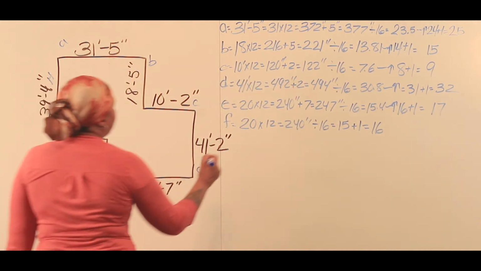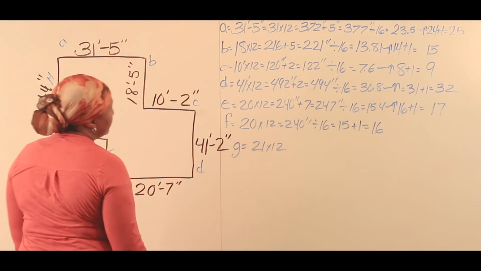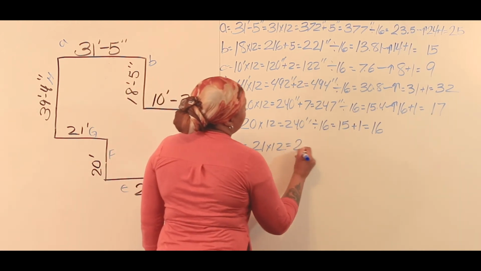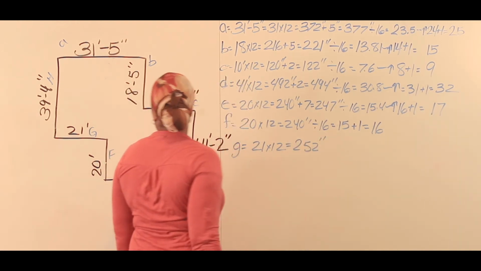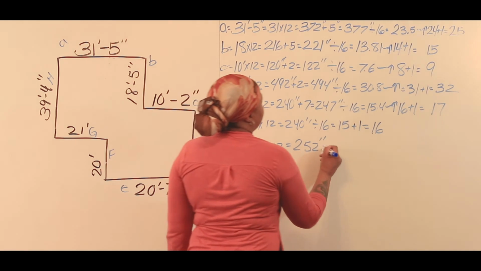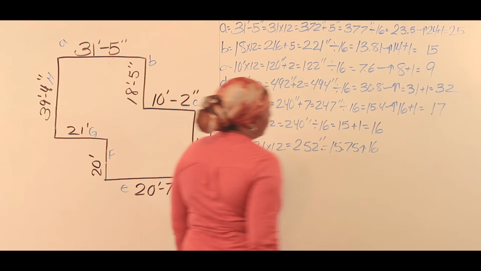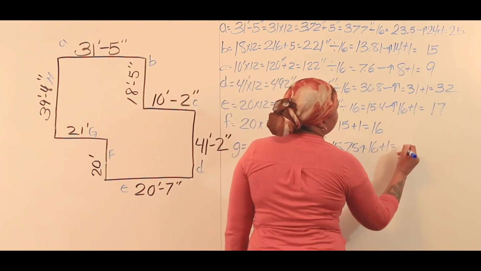What about G? 21 times 12 gives you 252 inches. Plus the 6, divided by 16. When you take that 252 and divide it by 16, you get 15.75, which we round up to 16, plus the 1, the starter stud, 17 studs.